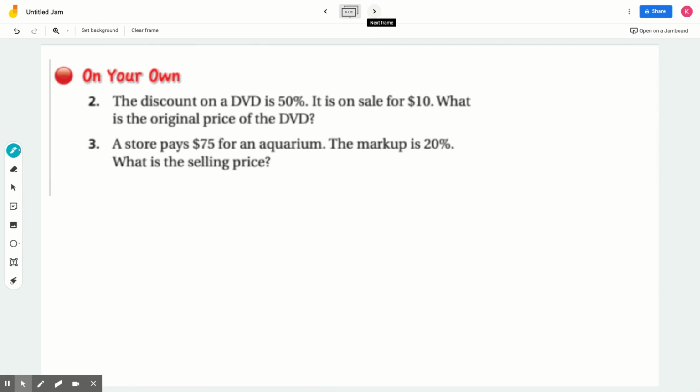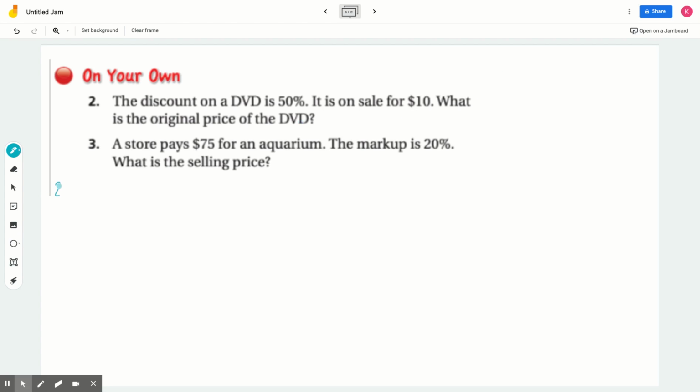Now let's take a look at number 2. It says the discount on a DVD is 50%. It is on sale for $10. What is the original price of the DVD? Now with number 2, it doesn't matter which way we calculate it, it's going to be the same, because we know that if we have a 50% discount, we also pay 50%. So that's half of that 100.